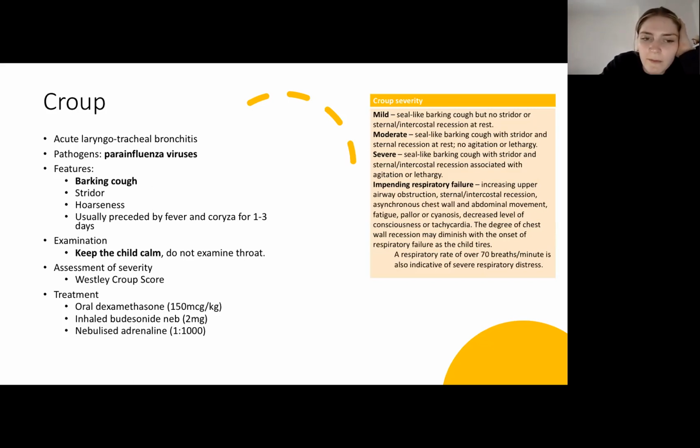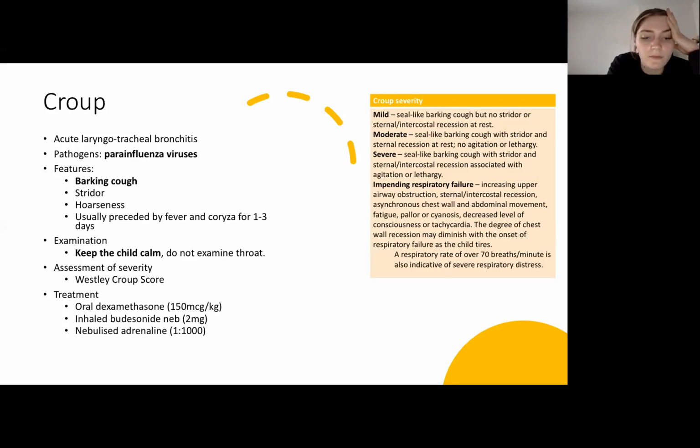It's really important that when you examine this child, you keep them calm. It's not as important as it is in something that we're going to talk about later, but it is important that you do keep them calm. You can assess the severity using the Westley croup score. I've not put it on here, but if you want to have a look at it in your own time, it goes through the different severities and the treatment.